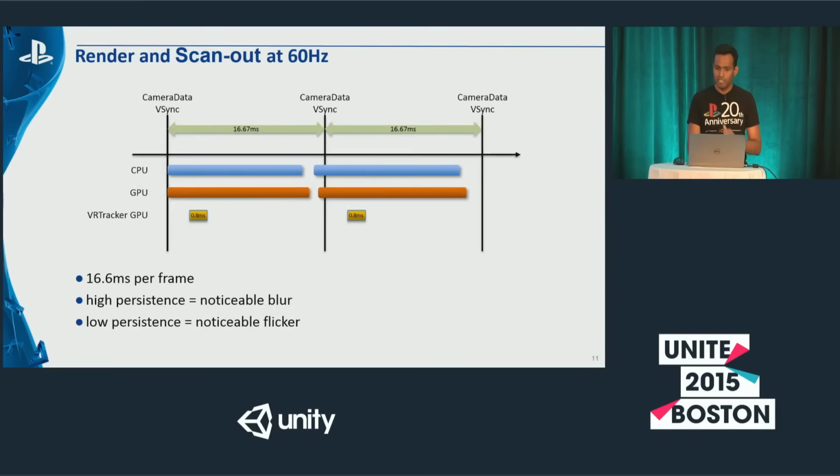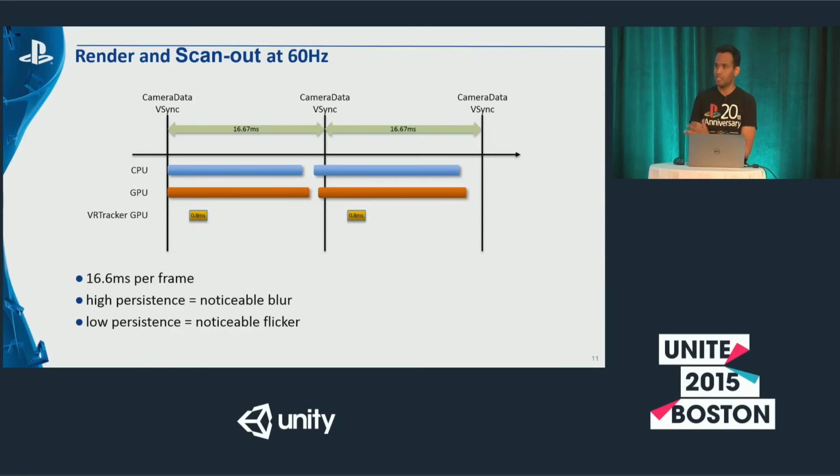So let's dive a little deeper here and compare and contrast some of the rendering configurations. First up, let's say your game renders and scans out to the monitor at 60 hertz. As you can see here, the CPU task is the blue, the GPU is orange, and then we have a VR tracker, which tracks the LEDs. That also runs on the GPU. So your game has about 16.6 milliseconds to complete the rendering.